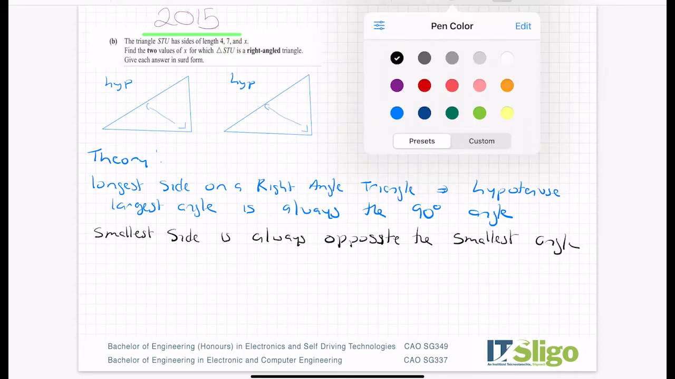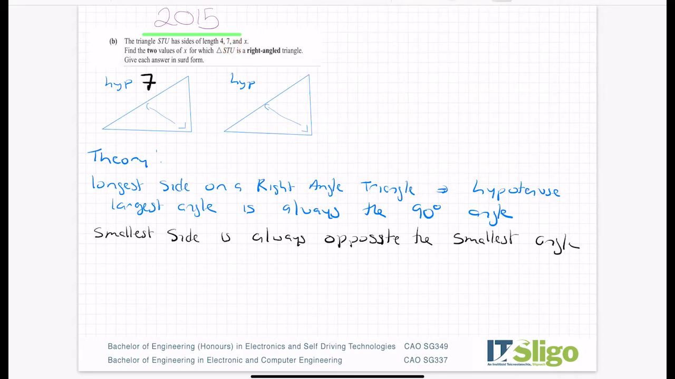So maybe I could draw the triangle with 7 as one side, 4 as another side and x as the third side. In that case, 7 is going to be the longest side and x is going to be smaller than 7 because the hypotenuse is always the longest side. In the same way though, x could be the longest side and maybe these two sides are 4 and 7. So that's a perfectly acceptable triangle.